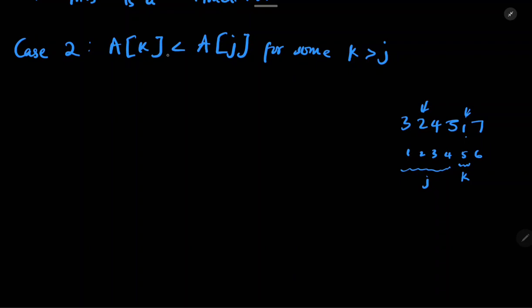It says there is an AK that's less than AJ. This is 1, that's less than AJ for K greater than J. So AK in this case is 1, that's less than an AJ. So 1 is less than all of these, right? If that's the case, it violates the insertion sort guarantee of placing the smallest values first.